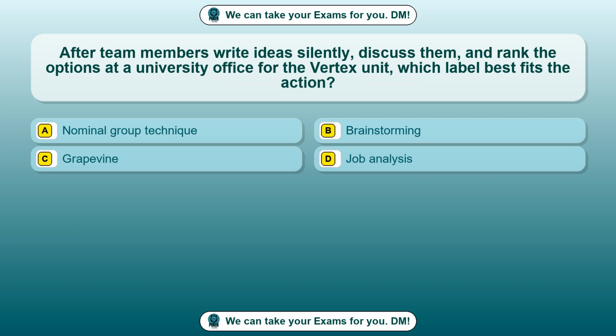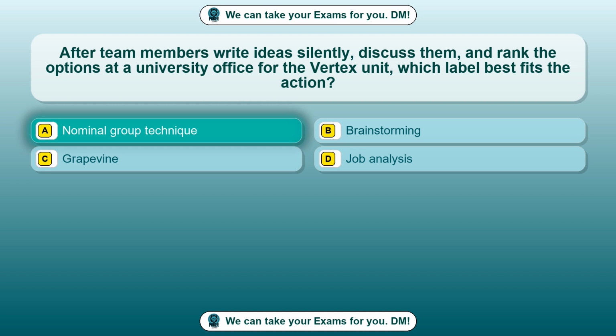Question 79. After team members write ideas silently, discuss them, and rank the options at a university office for the Vertex unit, which label best fits the action? Option A, nominal group technique. Option B, brainstorming. Option C, grapevine. Option D, job analysis. The correct answer is option A, nominal group technique.